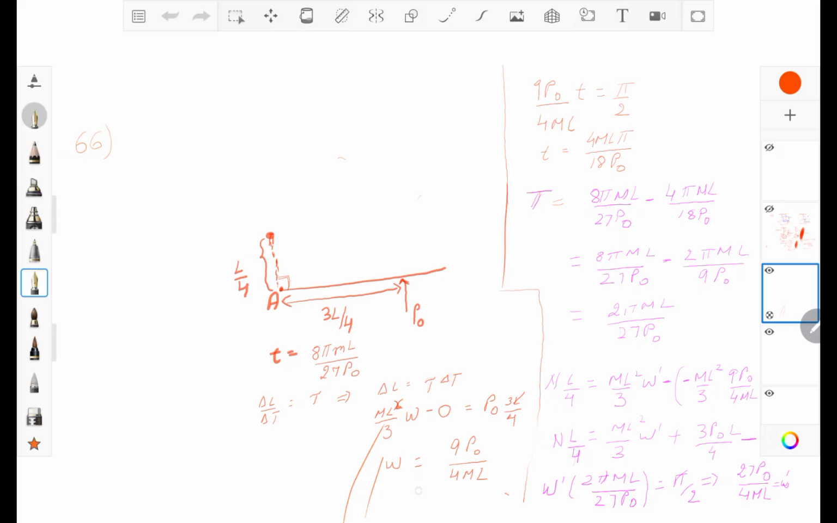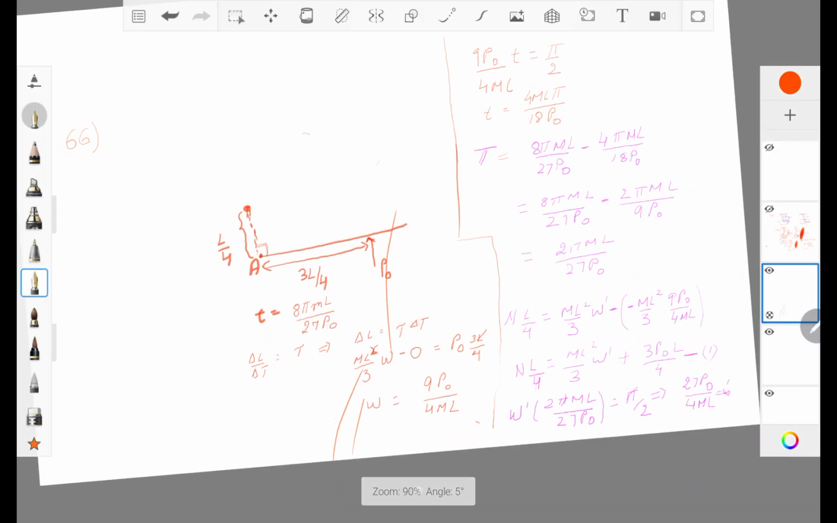Let us take another problem. In this problem, what is given to us is, take on the page here.